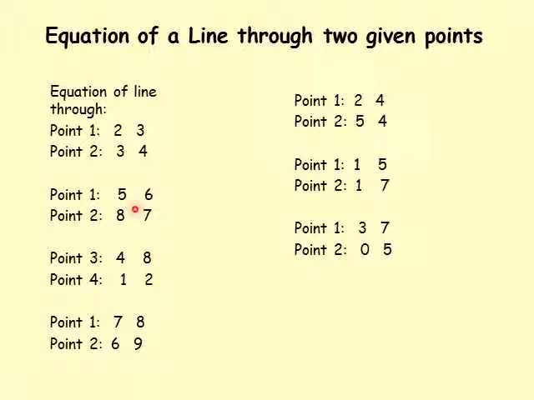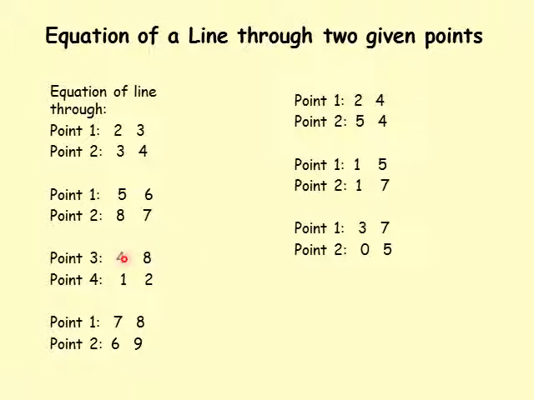If we look at the next example here, (5, 6) and (8, 7). Subtract vertically, 5 minus 8, which is minus 3. So I have minus 3y equals 6 minus 7, minus 1, equals minus x, and the constant term, 5 times 7, which is 35, minus 48, minus 13. So we have minus 3y equals minus x minus 13, and cancelling the negative signs, 3y equals x plus 13. The next example here is (4, 8) and (1, 2).